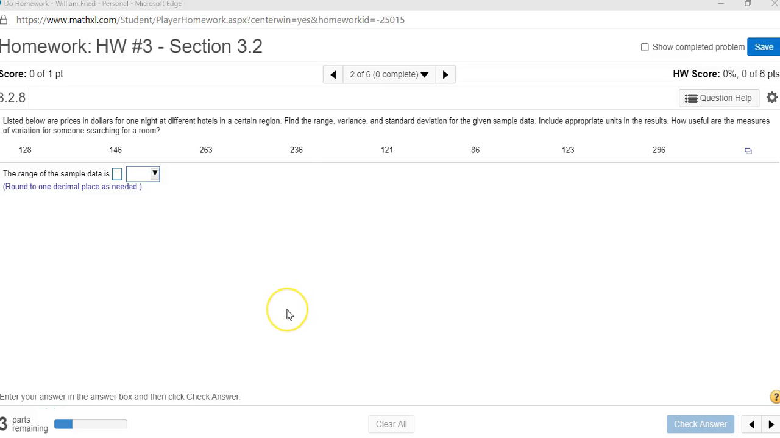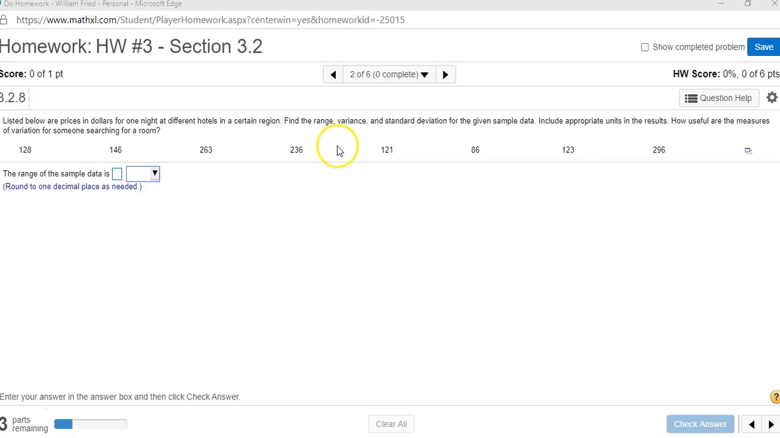I'm going to do a couple of examples from homework number 3, section 3.2, measures of variation. I want to show how to do it on the calculator. They say that these data are the price in dollars to stay in a hotel. Find the range, variance, and standard deviation.